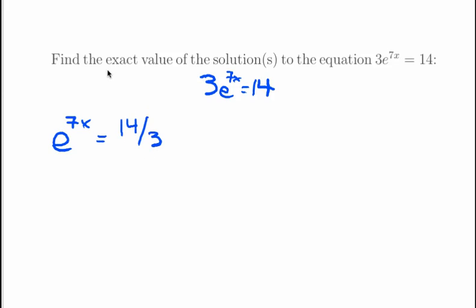Remember, we do want the exact value of the solution, so don't try converting the 14 thirds to some sort of finite decimal approximation. Just leave it as 14 thirds. Now, the real question comes in here. How do I solve for the x when it's up in an exponent?